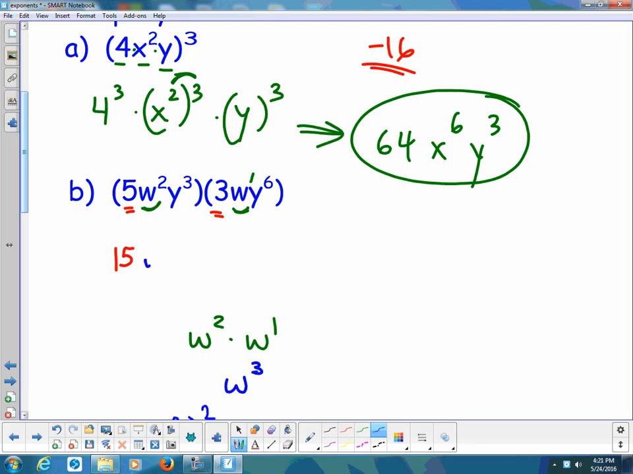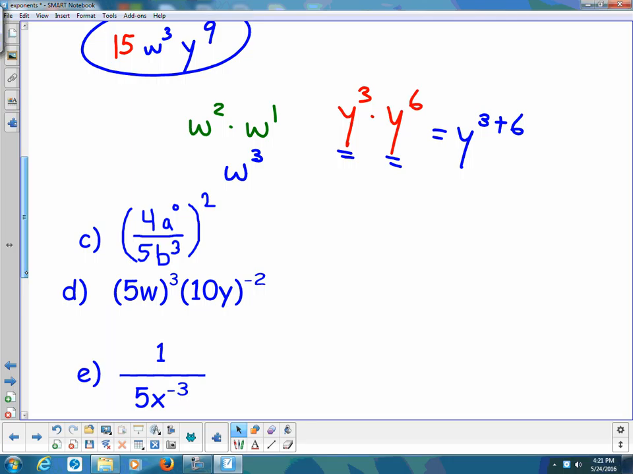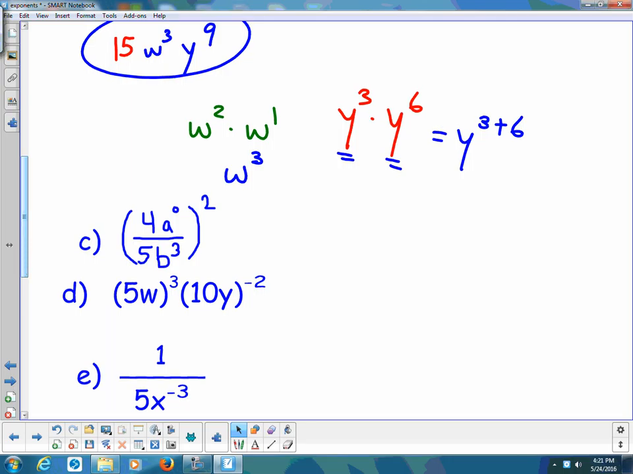So my next is w to the 3rd, and then what about this next one? I've got y to the 3rd and y to the 6th that I'm multiplying. Well, y to the 3rd times y to the 6th, I'm multiplying two numbers that have the same base, so that means I need to add the exponents. So that's going to be y to the 3 plus 6. So I get y to the 9. And then this would be my answer for letter B. All right, let's take a look at our next example.